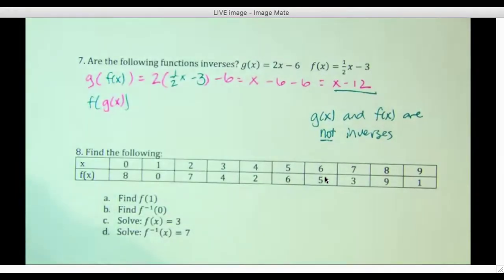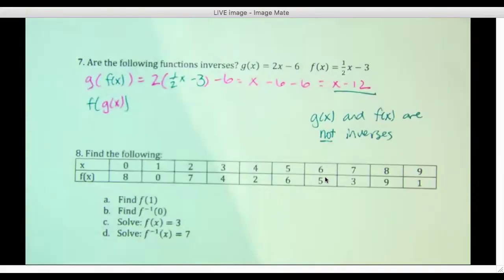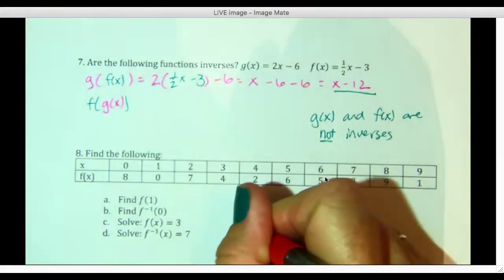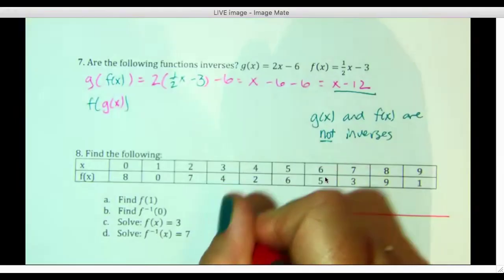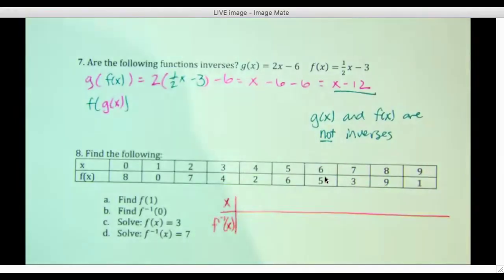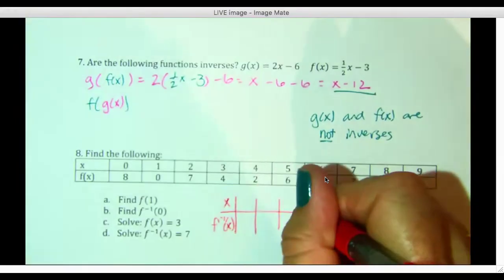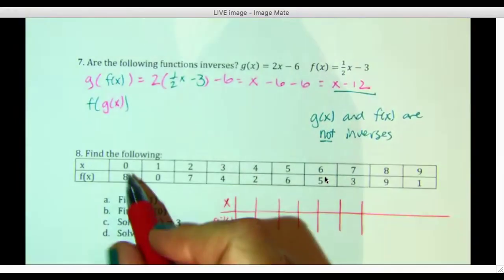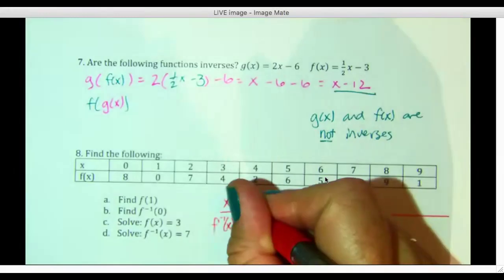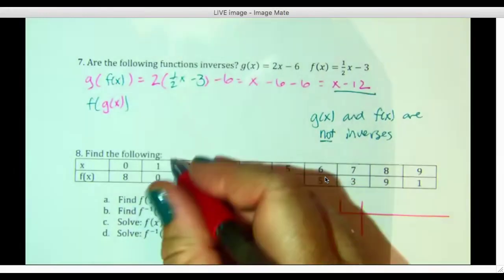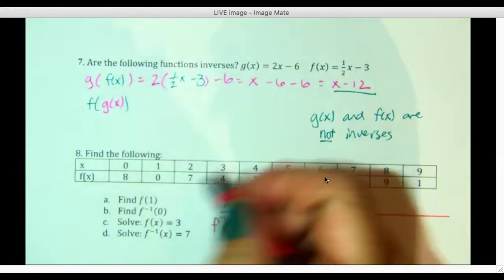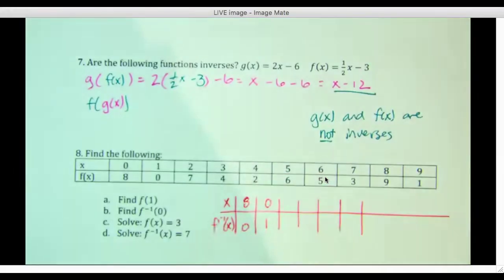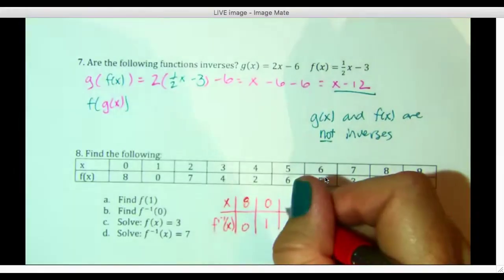So let's look at this next example. And here we have a table of points. Here we're asked to find a few different things. If this is x and this is f of x, and I wanted to switch my table around to x and inverse f of x, remember that your domain and range just switch. These are all just points. I have the point 0, 8. In the inverse, that would be 8, 0. And if I have the point 1, 0 in the original function, then I have the point 0, 1 in the inverse.